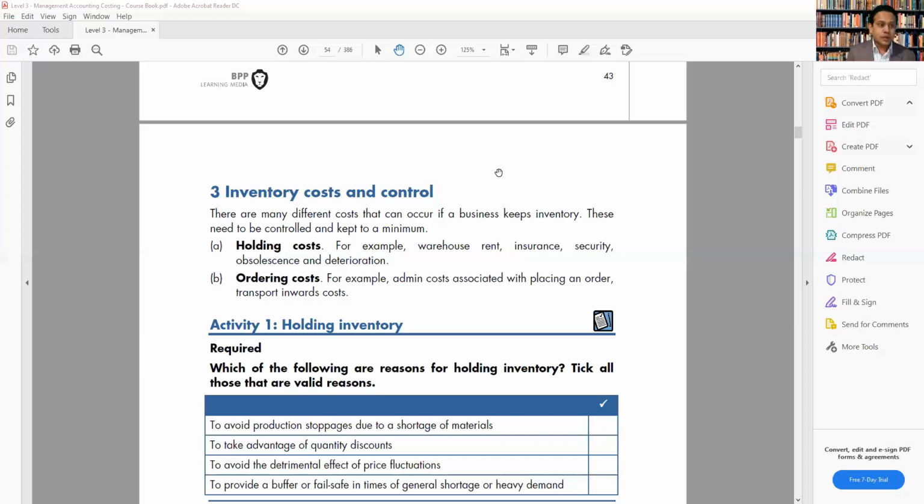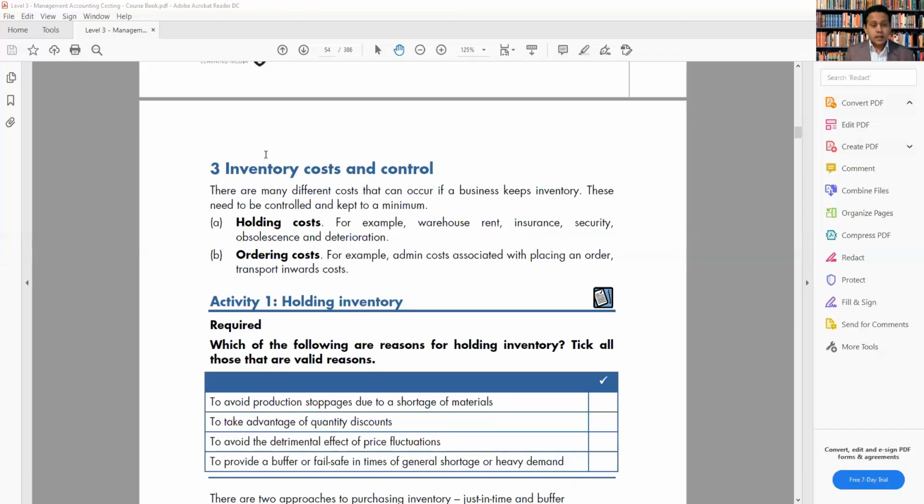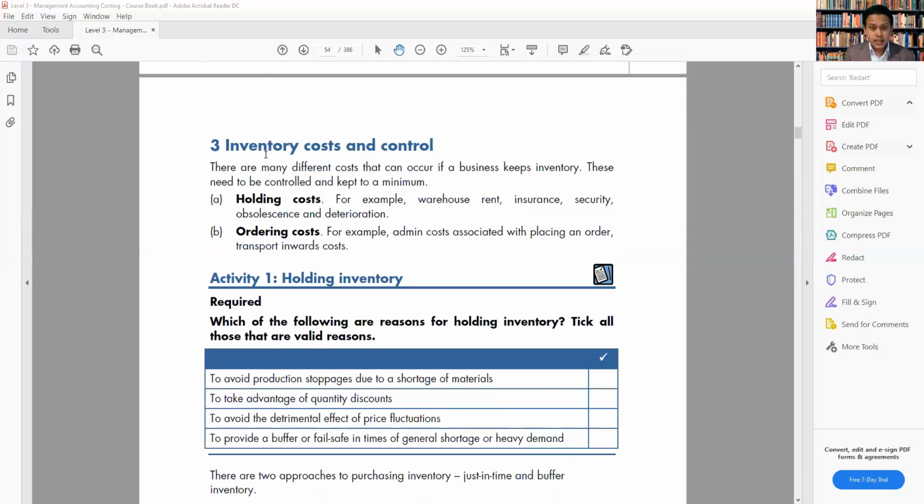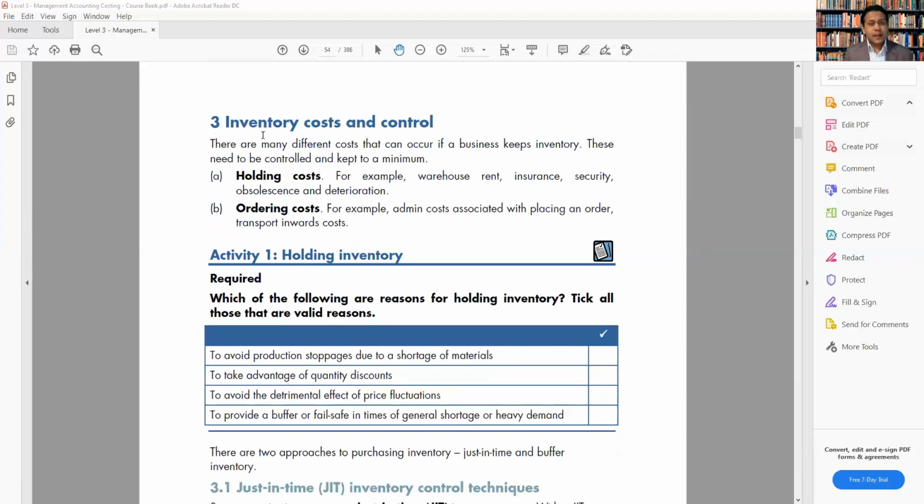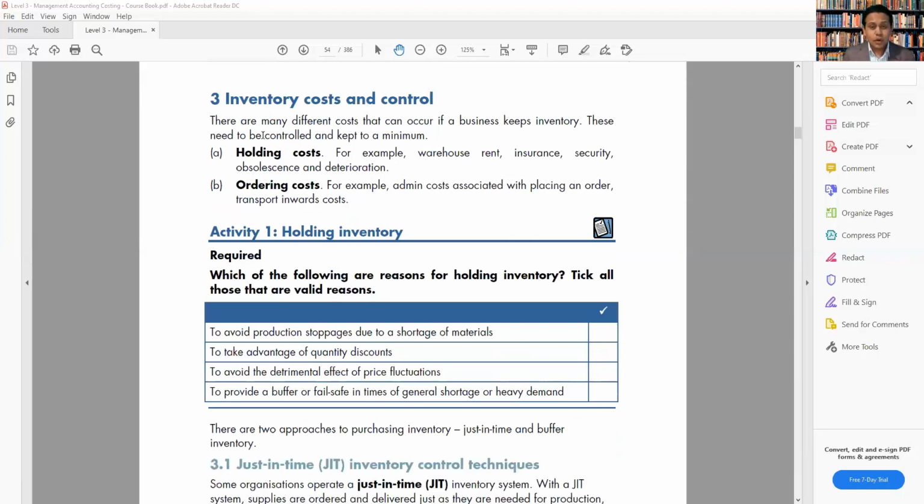The first point we have is inventory cost and control. There are many different costs that can occur if a business keeps inventory. These need to be controlled and kept to a minimum. Holding cost and the ordering cost, these are the two major costs we have. That's why we want to keep the inventory at a minimum level.